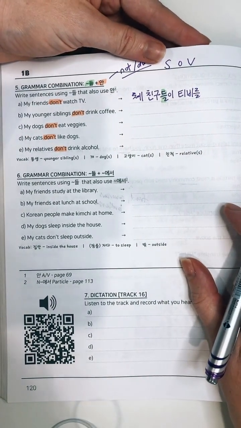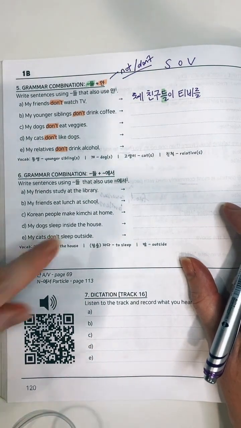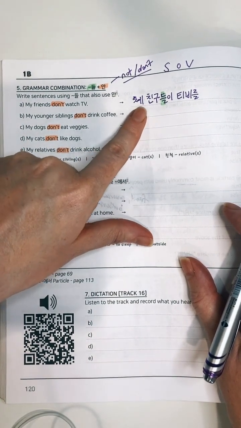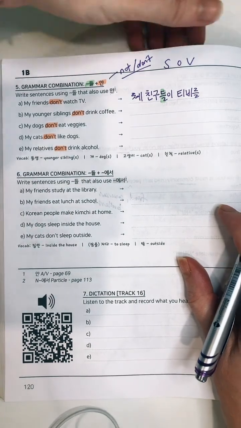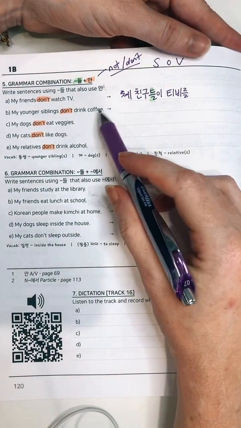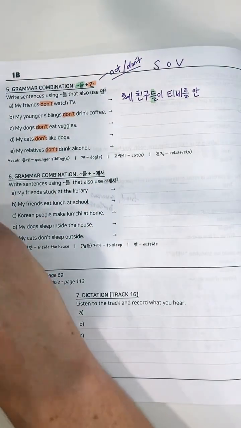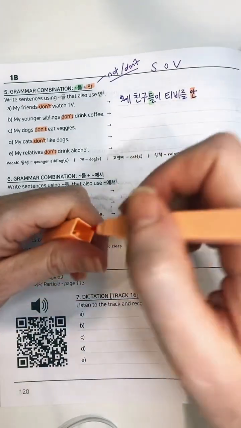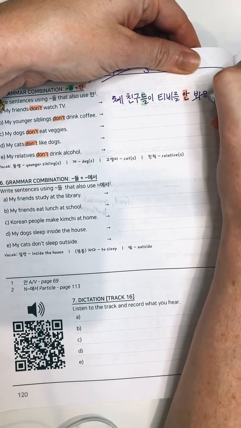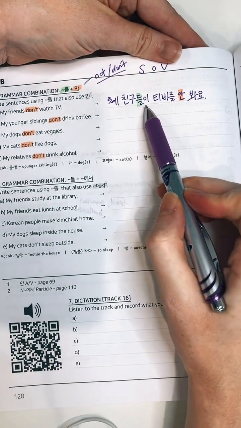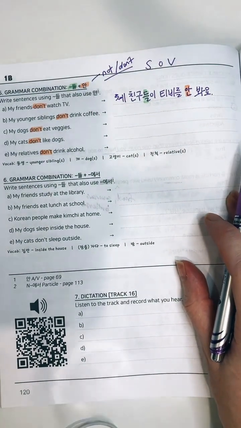Could it be 저 instead of 제? Yes. 저 is just a little bit more common in written language. 제 is technically actually a contraction of 저의. So it's the same word, just contracted. 제 친구들이 TV를. Now here comes our 안. It goes before the verb. And to watch is the verb 보다, which becomes 봐요 in the present tense. 제 친구들이 TV를 안 봐요. Yeah, you're welcome.